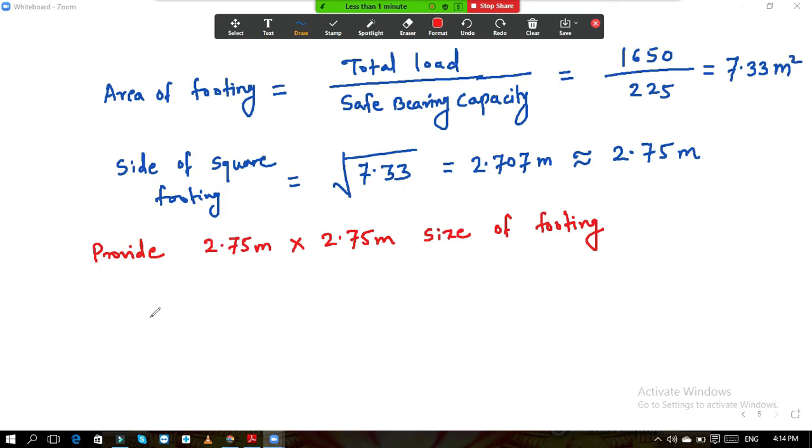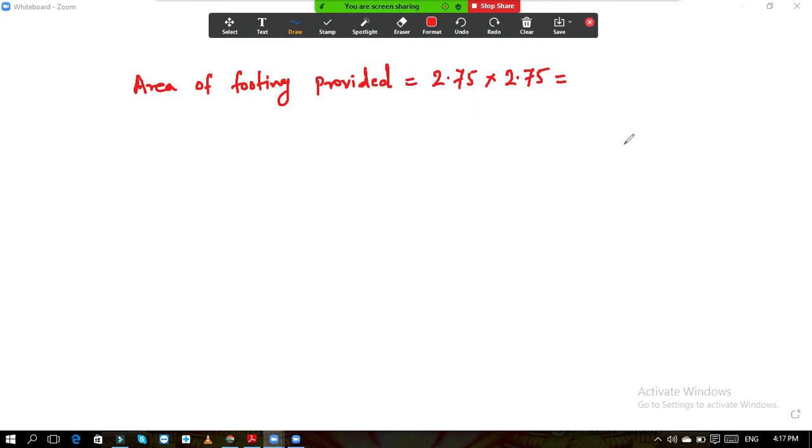Okay, so now calculate the area of footing provided. Now required is 7.33. Now what we have provided, calculate that. 2.75 into 2.75. How much area we have provided? 7.56. Okay. So the answer is 7.56 meter square. So required is 7.33 and we have provided 7.56 meter square area of the footing.